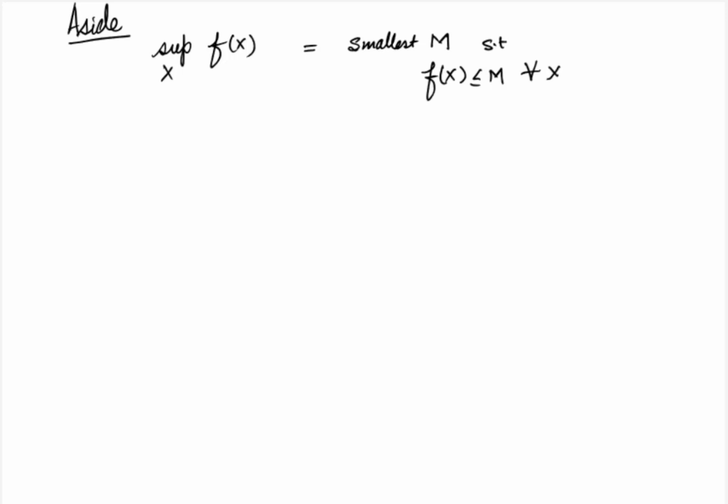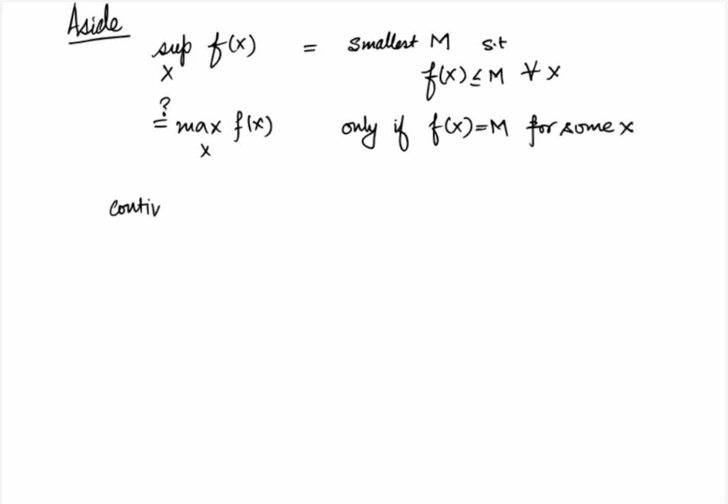As an aside, I wanted to make a comment on the term supremum. The supremum of a function f of x is defined as the smallest m such that f of x is less than or equal to m. You might have seen the definition of supremum for sets. We can also use that definition by calculating the supremum over the range of the function. So how does the supremum differ from the maximum of f of x? The two are equal if f of x is equal to m for some x.